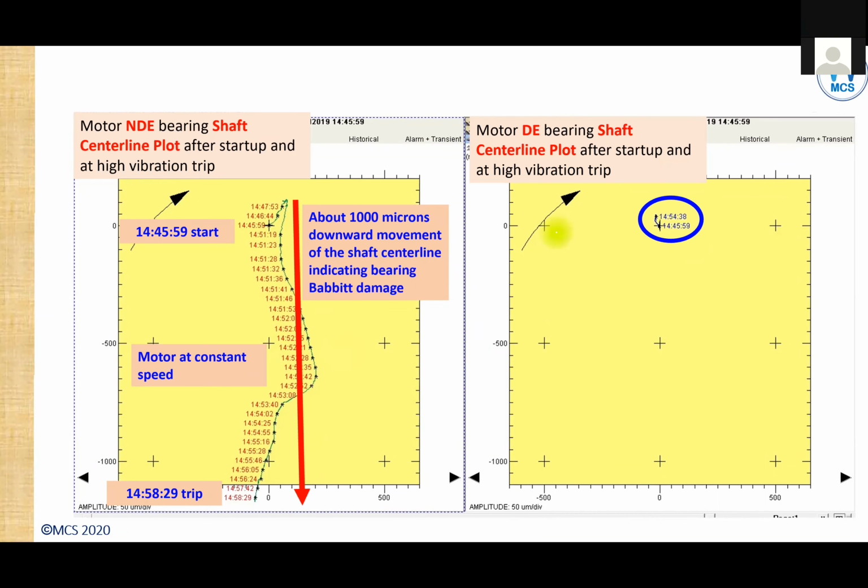And compare the shaft centerline plot on the motor driven bearing at the same instant of time. You can see that there is practically no movement during the steady state operation of the motor. The shaft centerline was lying at the same location where it was on the driven bearing. And on the non-driven bearing, you can clearly see that the shaft centerline was going down and it traveled by 1000 microns. So this is the way the story of the motor bearing is shown.